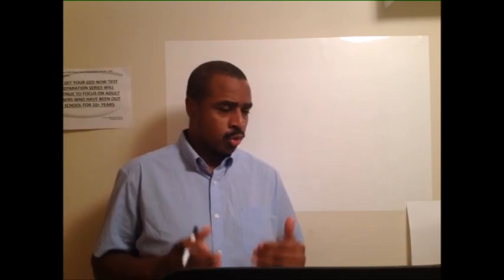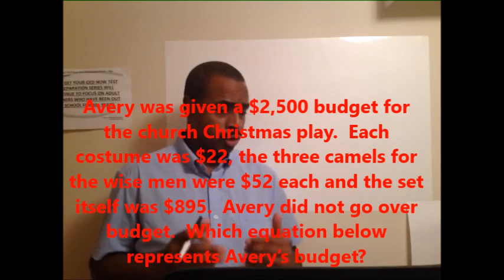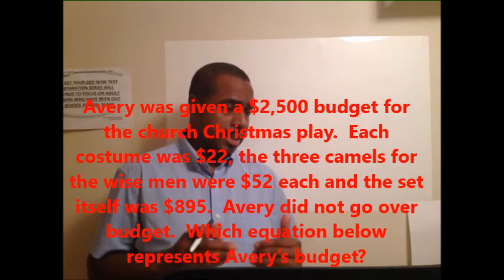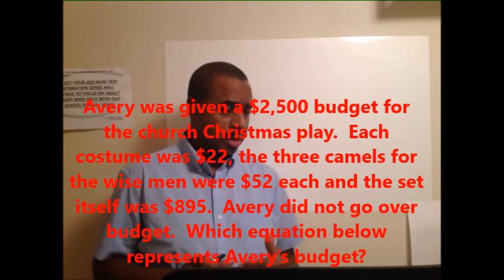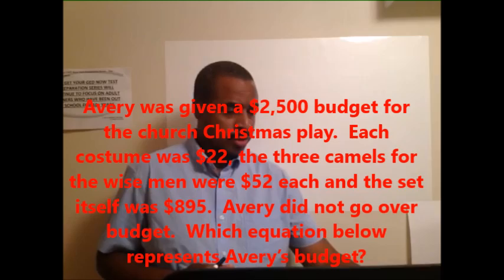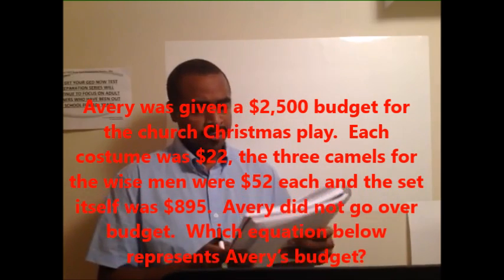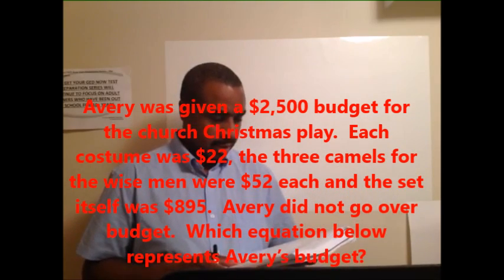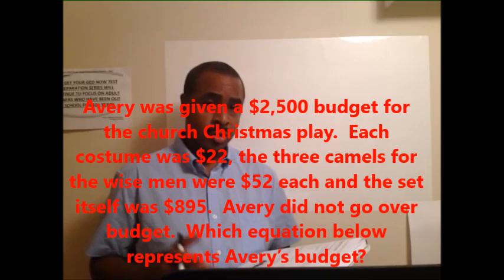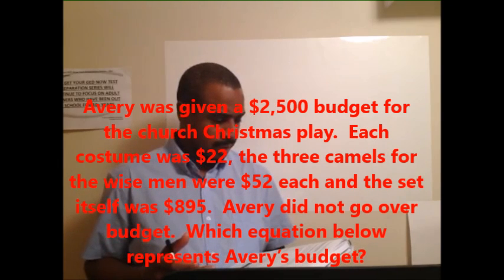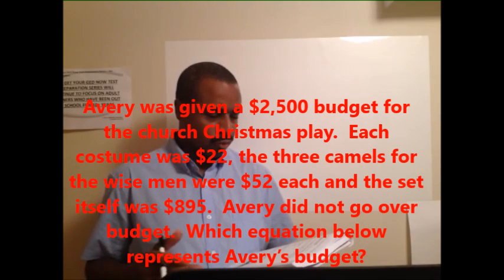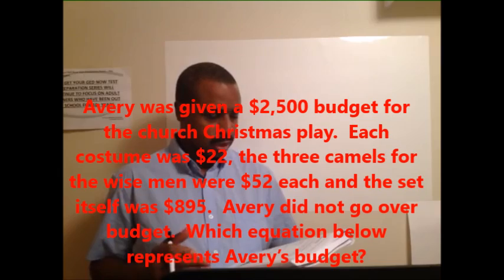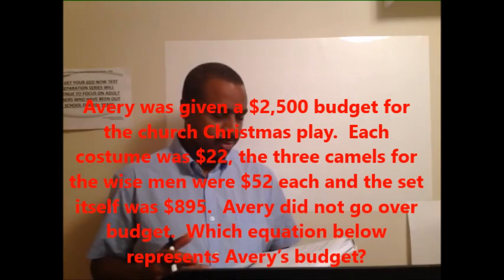So Avery was given a $2,500 budget for the church Christmas play. Each costume was $22. The 3 camels for the wise men were $52 each. And the set itself was $895. Avery did not go over budget. Which equation below represents Avery's budget?